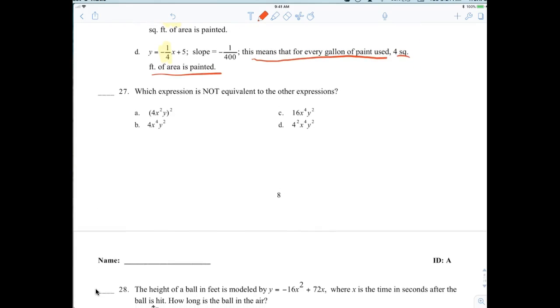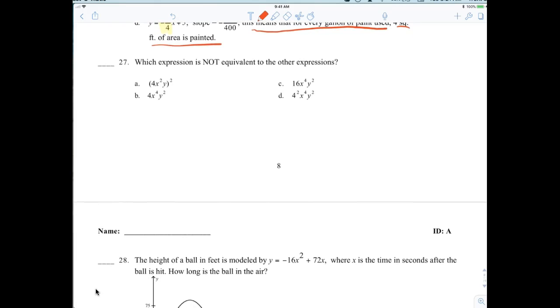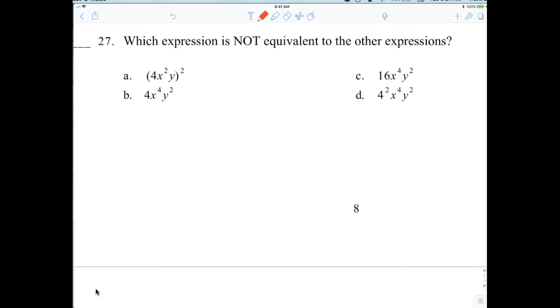Now, number 27, which expression is not equivalent to the other expressions? I think this should be kind of easy, because this right here is 4 squared, that's 16, and that's 4 squared. Everybody see that? The only possible answer there is what? B. The only answer is B.